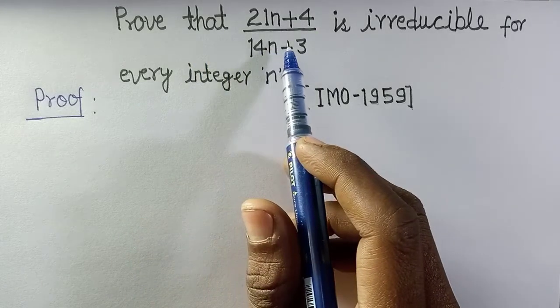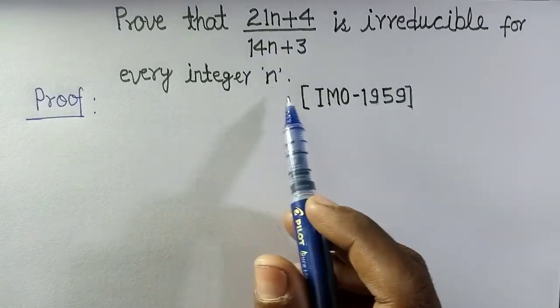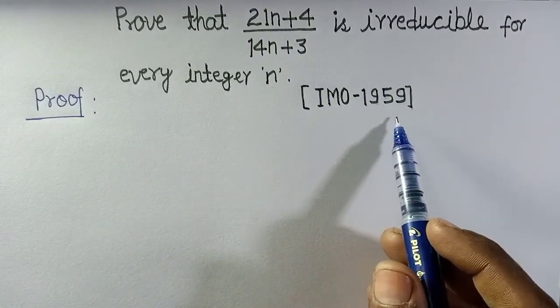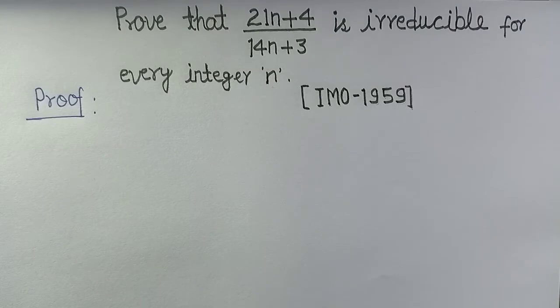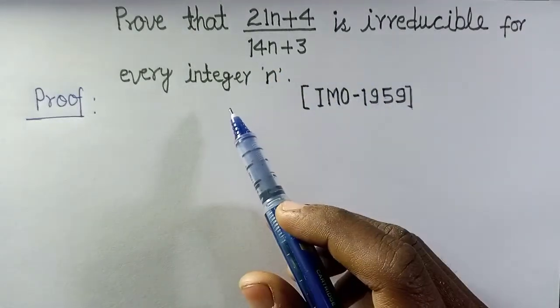Prove that (21n + 4)/(14n + 3) is irreducible for every integer n. This is an IMO 1959 problem. So what is the meaning of reducible and irreducible fraction?